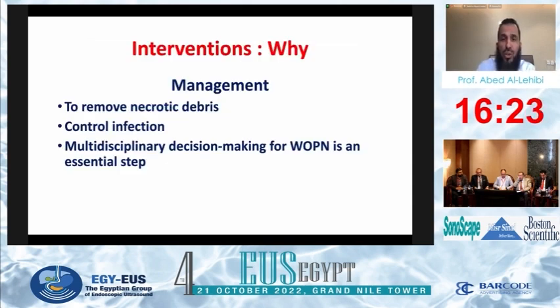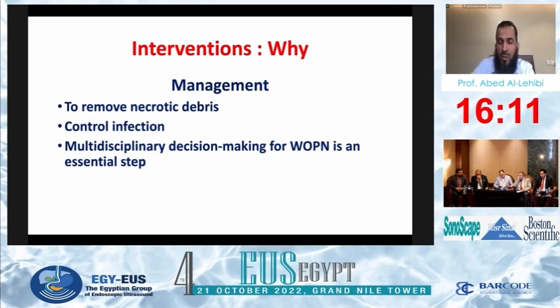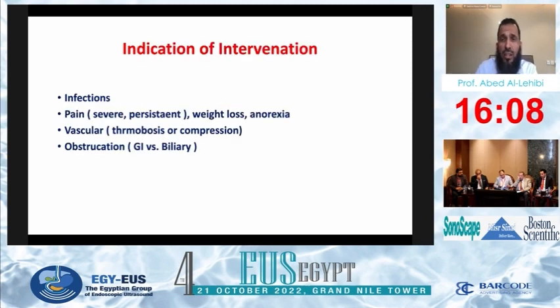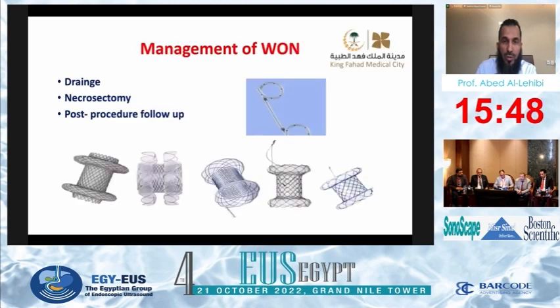It is very important to consider why you have to manage your patient, based on the goal. So your goal is to remove the necrosis, to control the infection, and also to have a clear plan about walled-off necrosis management with a multidisciplinary or multi-specialty team. The indication is very important. You can intervene if you have symptoms or complications, symptoms including pain, weight loss, anorexia, complications either infections, or vascular thrombosis, or maybe sometimes clearly GI obstruction or biliary obstruction.